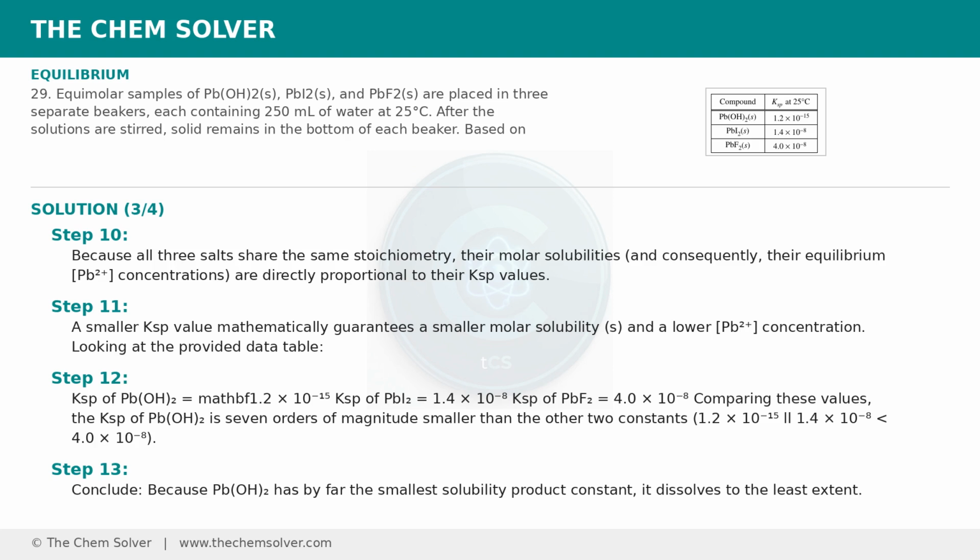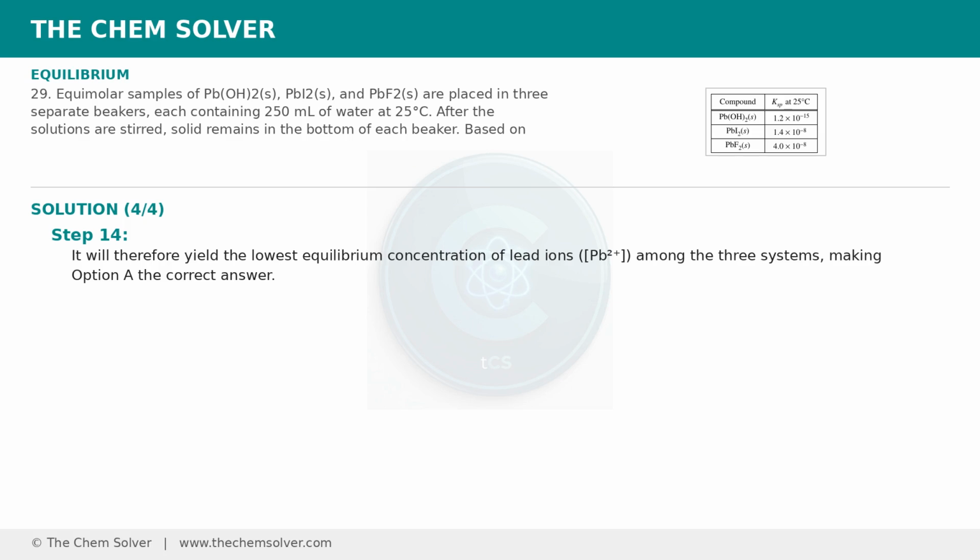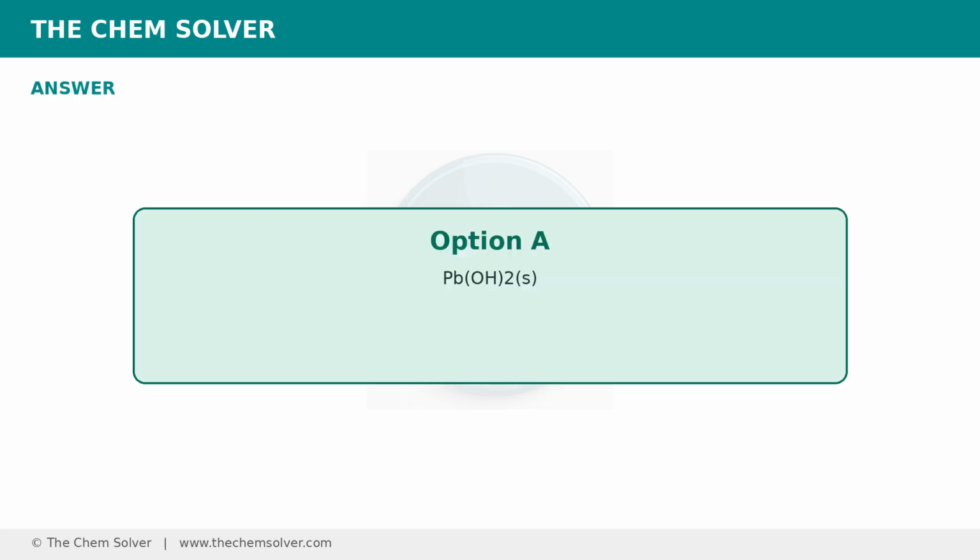Conclude: because Pb(OH)2 has by far the smallest solubility product constant, it dissolves to the least extent. It will therefore yield the lowest equilibrium concentration of lead ions, Pb^2+, among the three systems, making option A the correct answer. The correct answer is option A, Pb(OH)2.